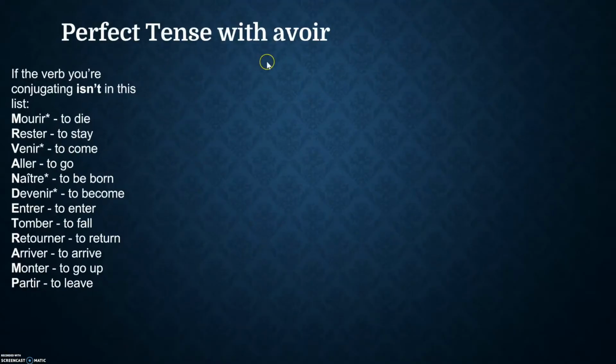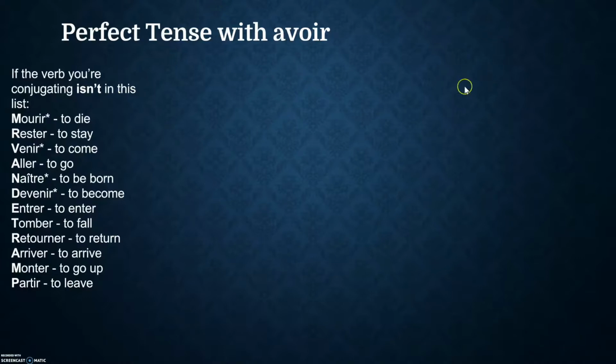So the past tense with avoir. If you have watched the past tense with être video, you will know that you conjugate a verb in the past tense with être if the verb you're trying to conjugate is here. If you want to conjugate rester in the past tense, i.e. if you wanted to say I stayed, you would use the present of être and the past participle.